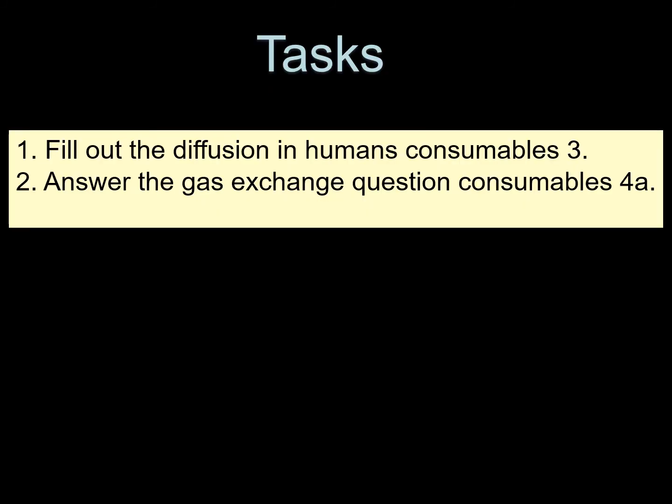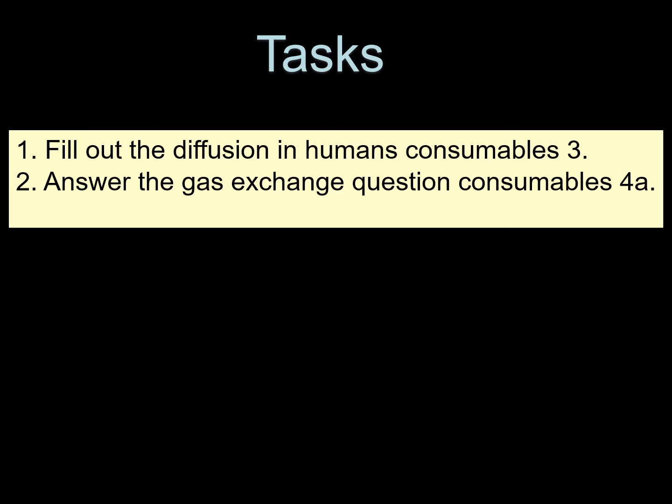So now you should be able to do 2 tasks. You should be able to do 3, which is your diffusion in humans, and you should be able to do 4A, which is your gas exchange question. So if you go into your consumable folders, in your transport, in your cell biology folder, then you should be able to find 3 and 4A. So if you do those worksheets and pause the video just now, and then I will reveal the answers to you.